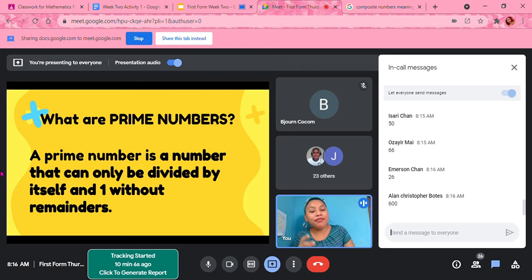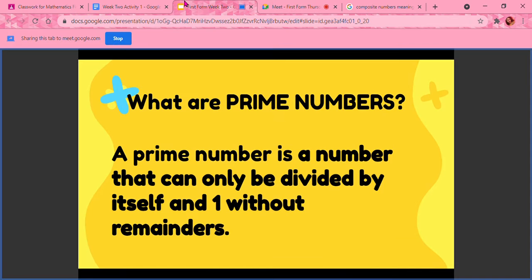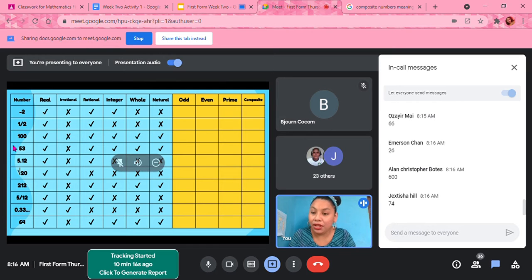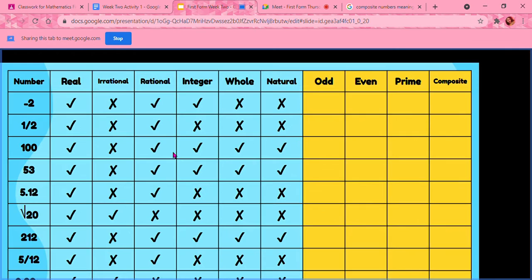Now, we have talked about odd and even numbers. So I want us to do something before I go into prime and odd. Remember the table that we were working on yesterday, the table of the worksheet? So what we are going to be doing is that we will be filling out the odd and the even for this table. And then we're going to talk about prime and composite and then go back to fill the rest of the table. All right, so that's what we're doing right now.